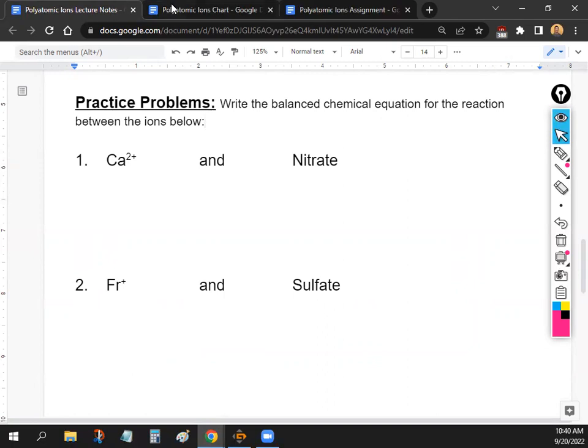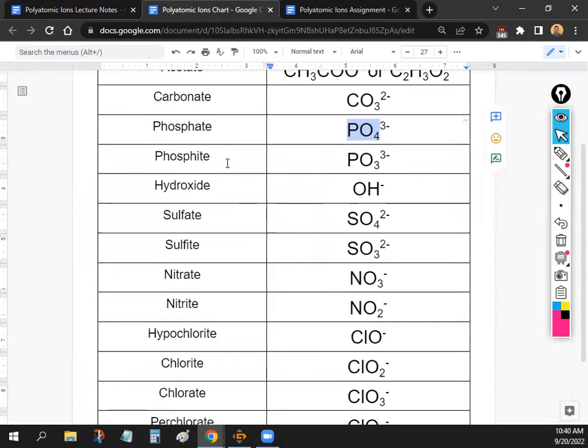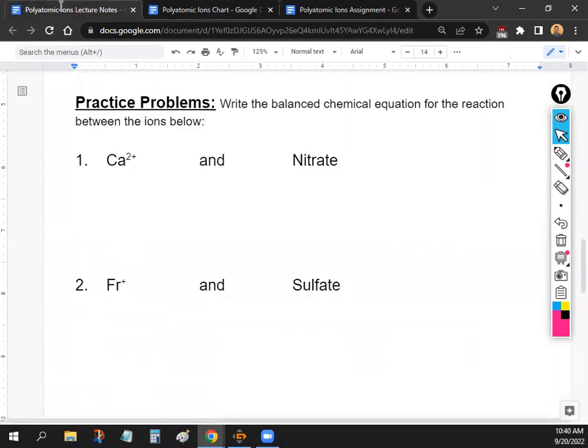So what we're going to do is look at the polyatomic chart. Let's go to the chart and look for nitrate. Everybody look at your chart, look at nitrate. Okay, nitrate is NO3-. So all we're going to do is go back to our problem and change this out for NO3-.